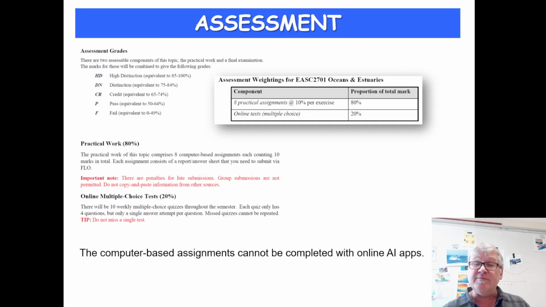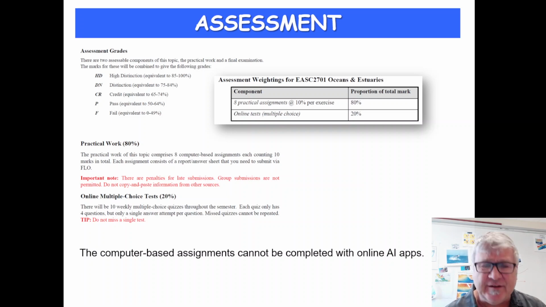Let's talk about the assessment. This topic has two parts. One is practical assignments. There are 8 assignments. Each counts 10%, so altogether 80% of the total mark comes from these practical assignments. And then there are 10 multiple choice quizzes, weekly quizzes, each counting 2%. You have a total of 20% from these online quizzes.